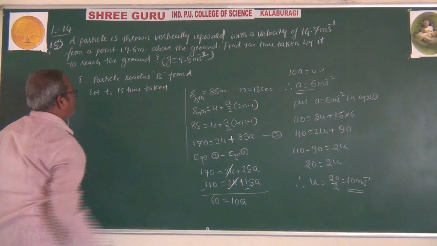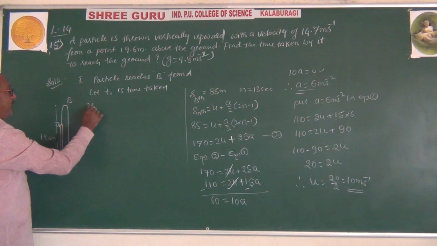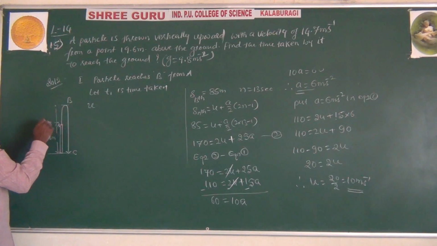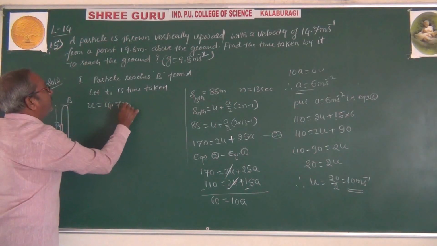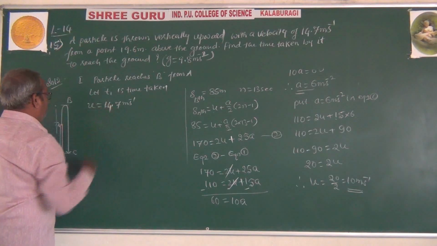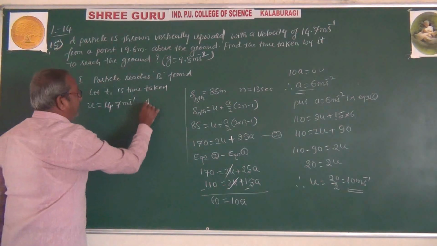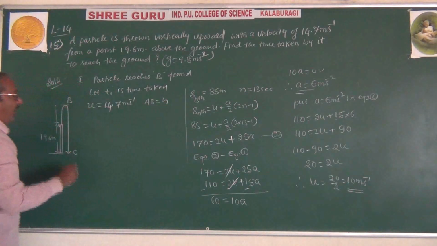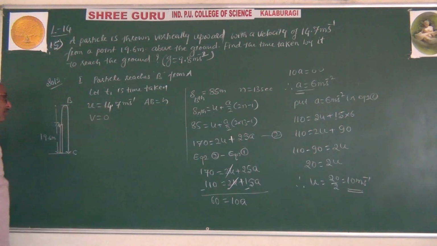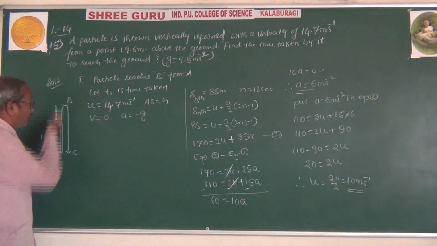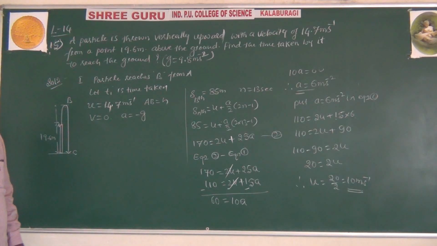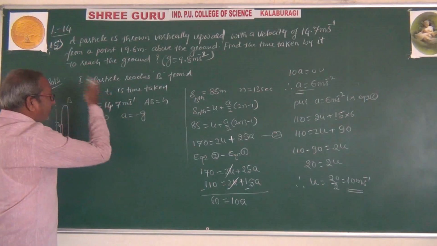Here the initial speed is 14.7 meter per second. And this height AB, you take as h. Whenever it reaches the highest point, v equals 0, whereas a equals minus g, because it is thrown upward. Then we have to find out first h; later we will get the time t.